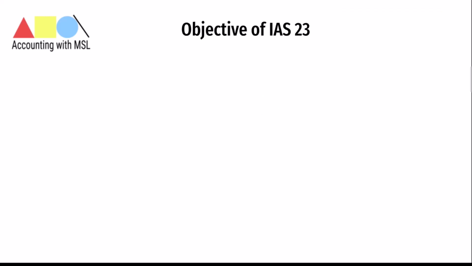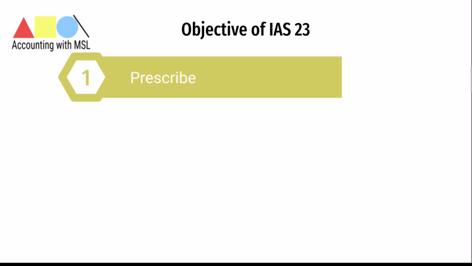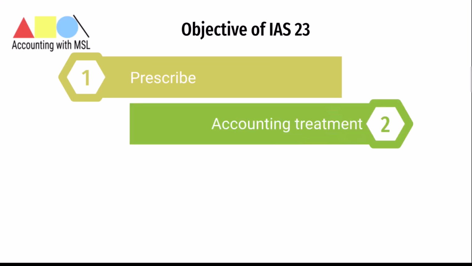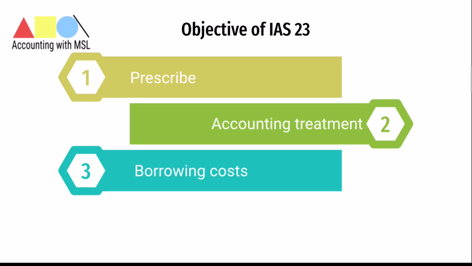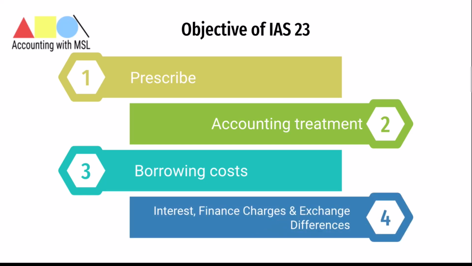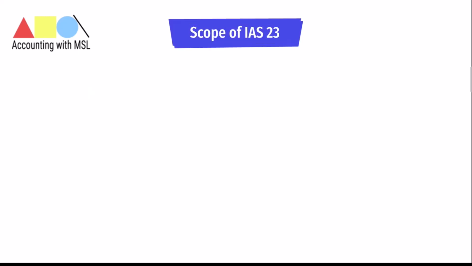So now that we know this, what is the objective of IAS 23? Why was this standard issued in the first place? The objective of IAS 23 is to prescribe the accounting treatment for borrowing costs. And here, borrowing costs include interest on bank overdrafts and borrowings, finance charges on finance leases that will be accounted for under IFRS 16 leases, and any exchange differences on foreign currency borrowings where these are regarded as an adjustment to interest costs.